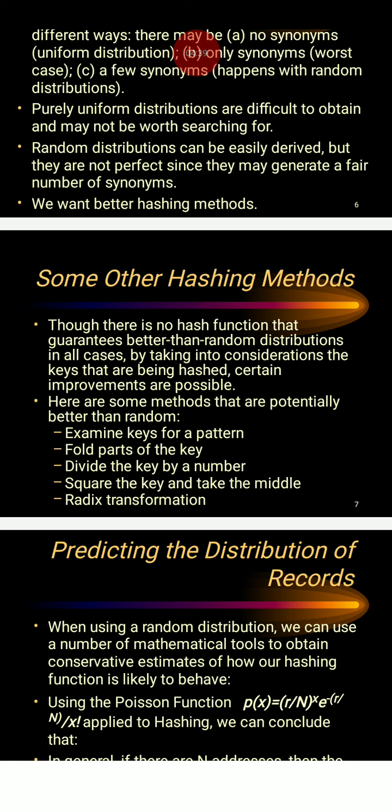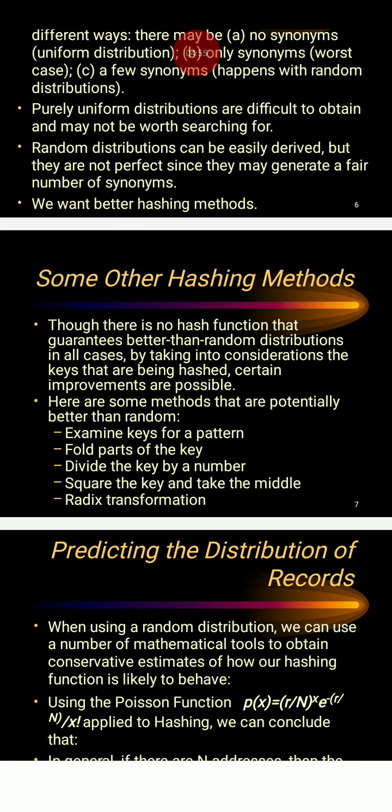The second one is using parts of the key. Again, what we do is take the key values' ASCII values, and based on that we can generate the address. That is one method. The next one is what? Dividing by a prime number. That is one method. Then one more method is what we do.